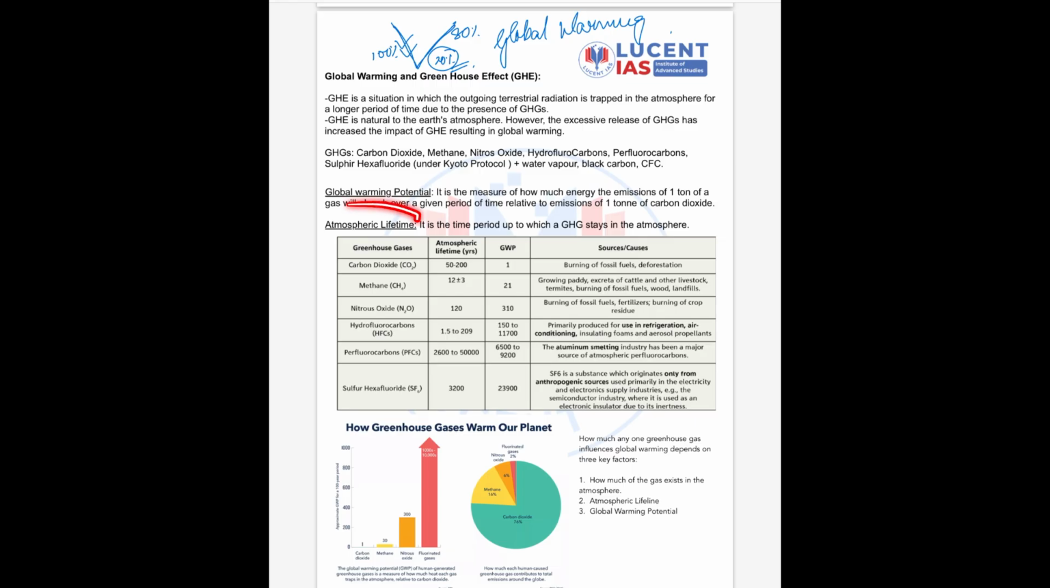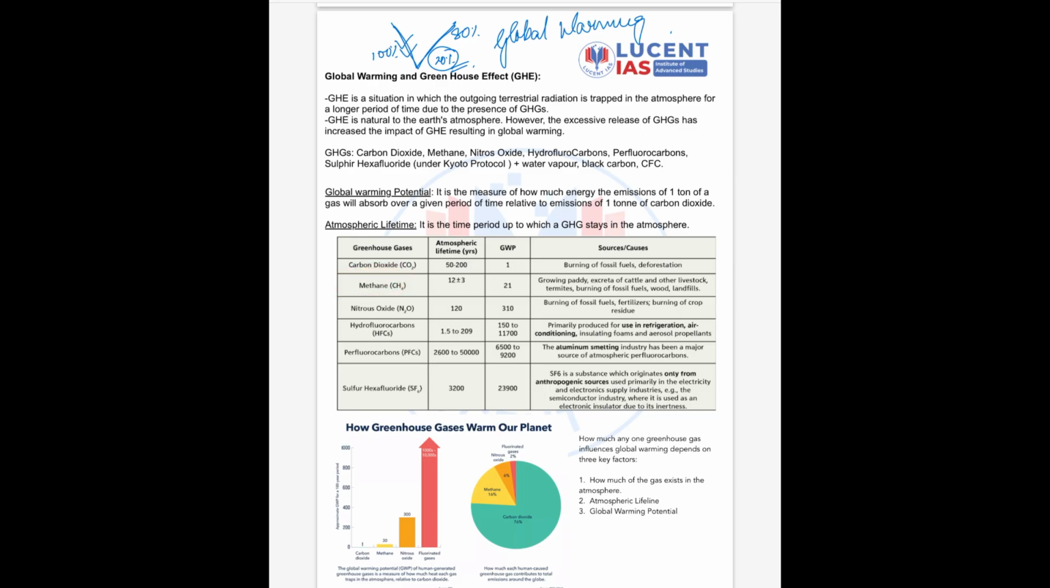Next, atmospheric lifetime. What is atmospheric lifetime? It means if a gas is released into the atmosphere, how much time it will stay there, the time period up to which a greenhouse gas stays in the atmosphere. Carbon dioxide, what is the atmospheric lifetime? 50 to 200 years. What are the sources? Burning of fossil fuel, deforestation, etc. This is a very important table. From now on, questions are seen very frequently, so kindly read this well.